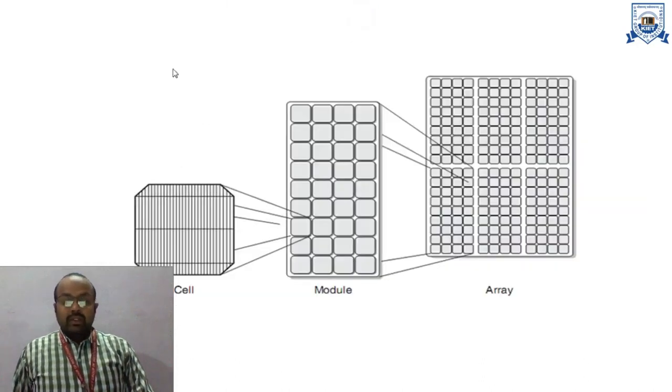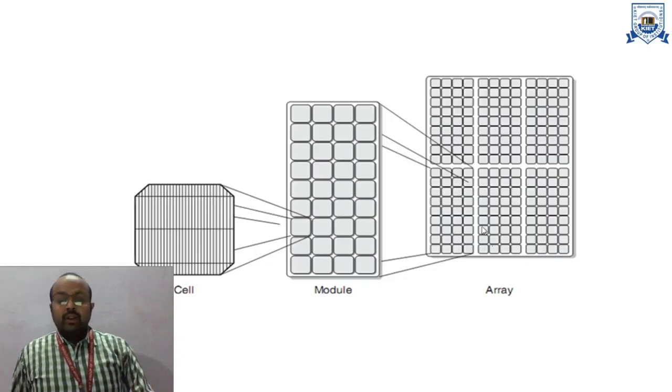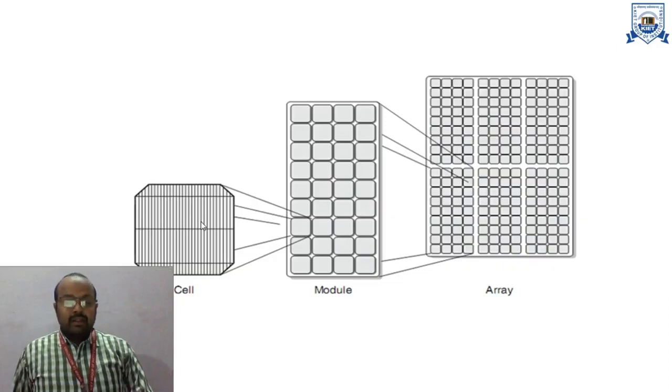As you see in the figure, this is a solar cell and this is the module. In a module there are several solar cells, and in the array combination we have several modules. So the array comes from the modules and the module comes from the cells.